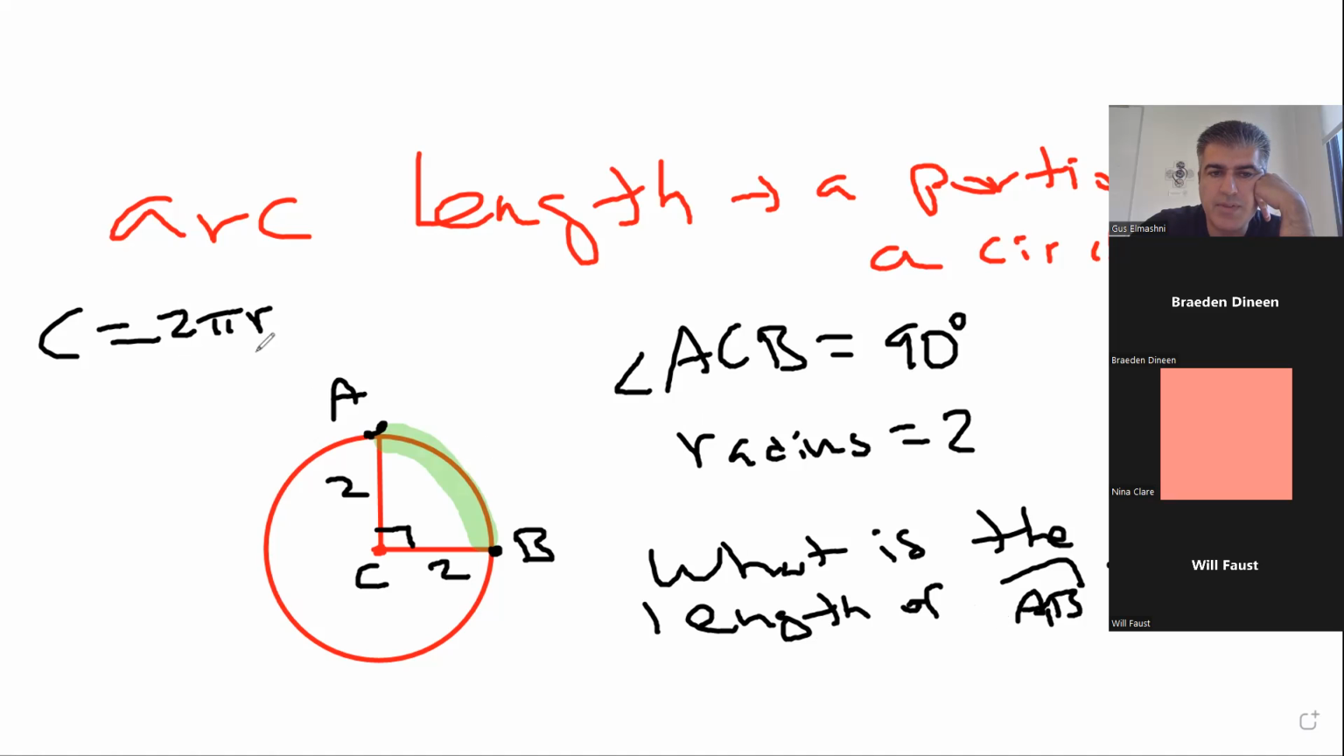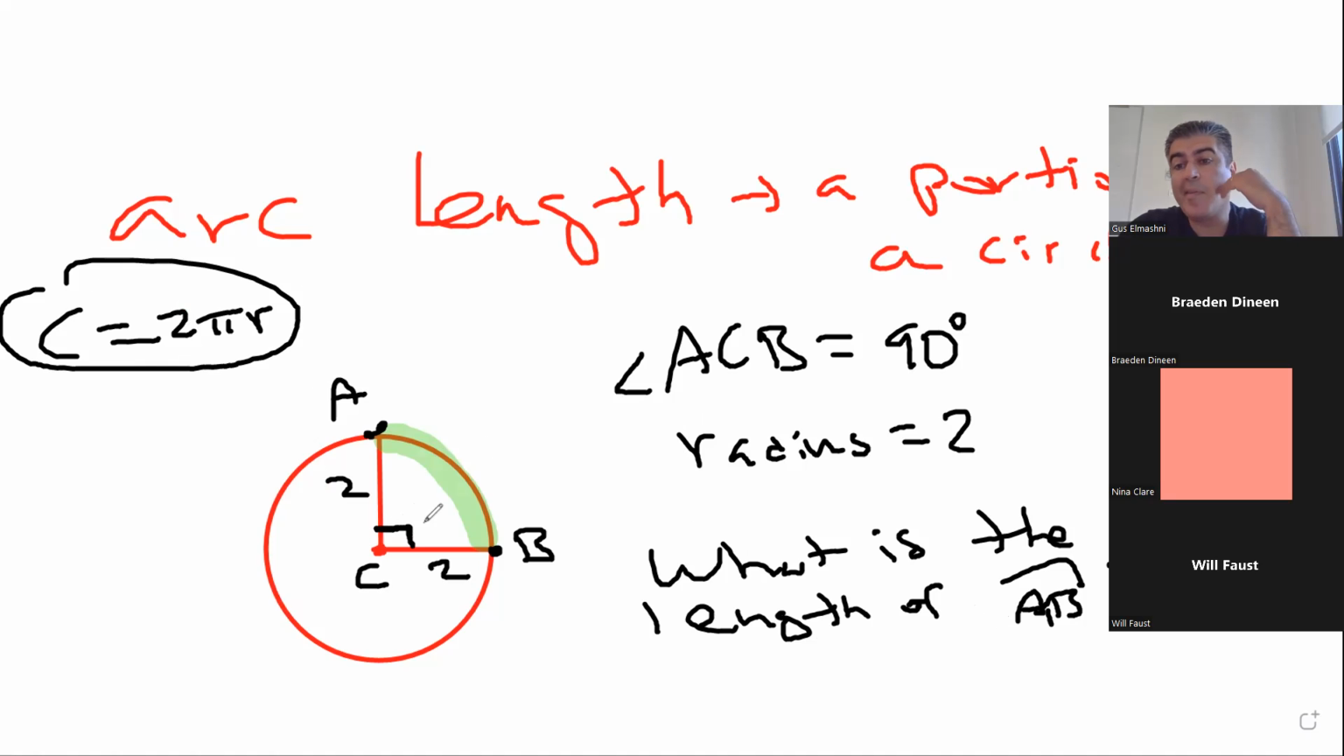You know circumference. You know it's 90 degrees. I've not given you the formula for arc length yet. And I don't want to, because you've got to think logically. I don't want you getting too reliant on formulas. I want you to think here. What do you think the length of the arc AB is going to be? Use some intuition.